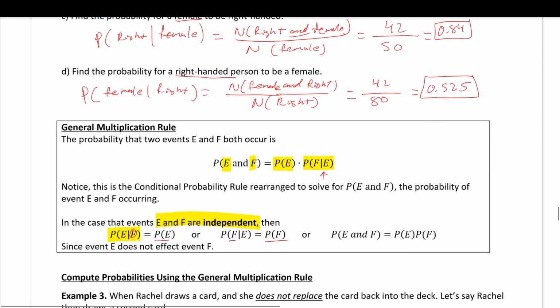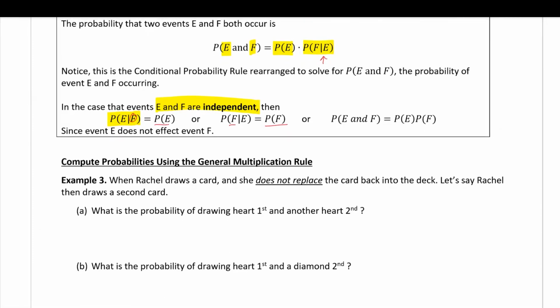So let's see how this is actually done. We kind of already did something similar to this. It's not that complicated. You'll see in this example that it's something we've already seen before. When Rachel draws a card and she does not replace the card back in the deck, again, these are going to tell us that they're dependent events. Let's say Rachel then draws a second card, a subsequent draw from the deck after she's taken out a card and does not replace that card back in. For the first part, it says, what's the probability of drawing a heart first and then a heart second?